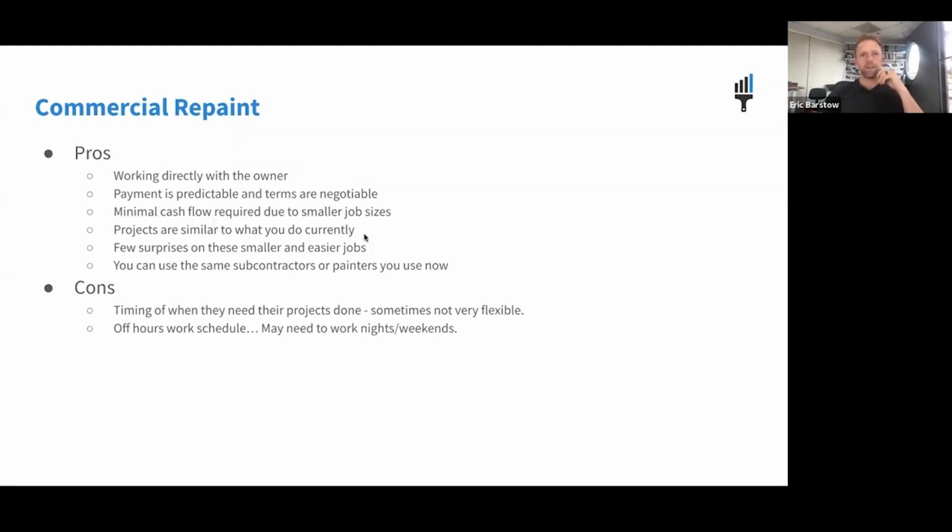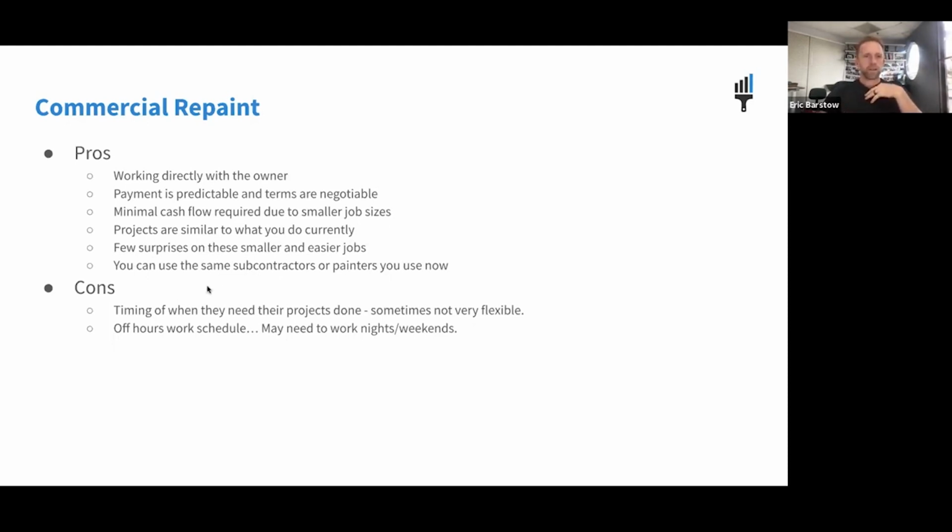Projects are similar to what you currently do. So if you're a residential painter right now, then these types of projects are pretty similar. I'm in my office right now, and if you look around, it's very similar to painting the interior of a home if you were to paint the interior of this office. We did the outside of this building, and it was pretty similar to painting the outside of a home. It's a little taller, and we need to use a different product because it's metal, but it wasn't very different from painting a home. If you're doing townhomes, condos, apartment complex, these are kind of big houses. So that's what's nice, projects are similar to what you currently do. So there's not as many surprises on types of work that you already do in repaints. And what's really nice about that is you can use the same subcontractors or painters that you currently use.